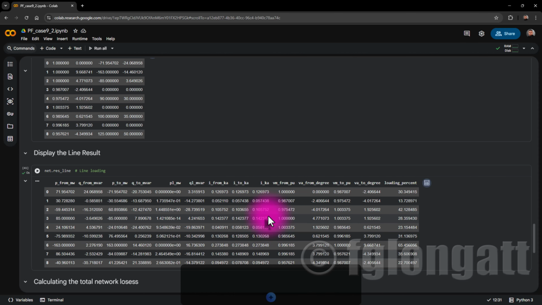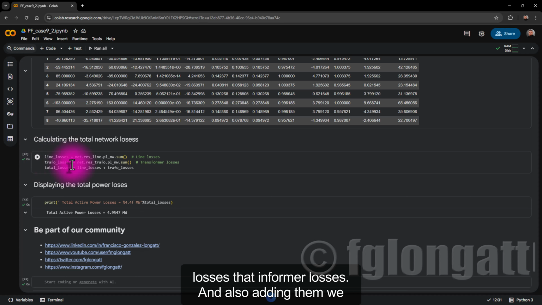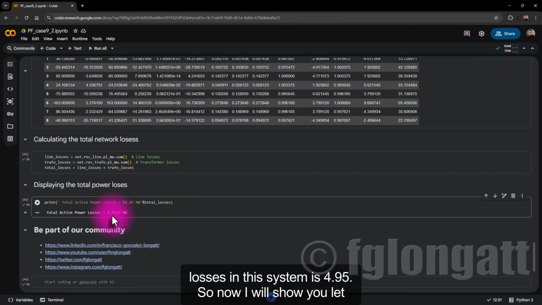For the optimization and also for the load flow, the value of the total network losses is quite important. So over here, what you can see is that we are obtaining the line losses, the transformer losses, and also, adding them, we obtain the total losses. And here we obtain that the total losses in this system are 4.95 megawatts, okay?